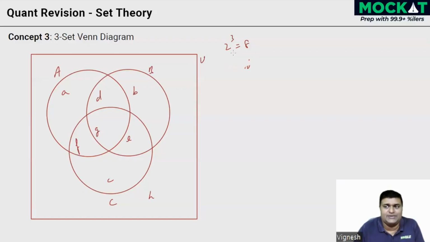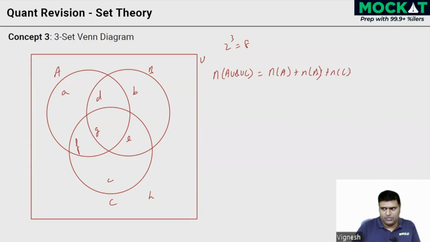Now, the 8 distinct regions, I have labeled them as A, B, C. They denote the number of elements in each of these regions over here, right? So first up, the formula which we need to know is N of A union B union C, right? It's hardly used, but we can remember it. It's not too difficult. N of A plus N of B plus N of C minus N of A intersection B minus N of B intersection C minus N of C intersection A plus N of A intersection B intersection C, right?